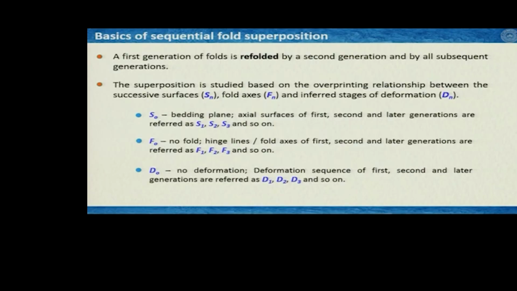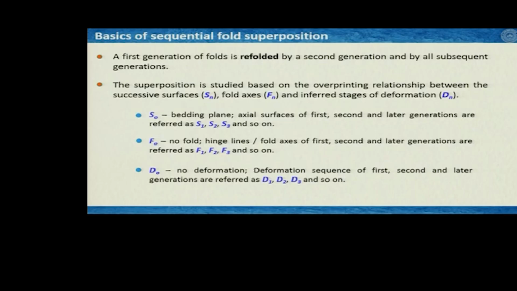If I denote S0, where 0 is in the index position, S0 means that there was no deformation. So this was generally considered as sedimentary surfaces or bedding plane. Then you generate your first axial surface, second axial surface, third axial surface, and so on, and these are assigned as S1, S2, S3, and so on.